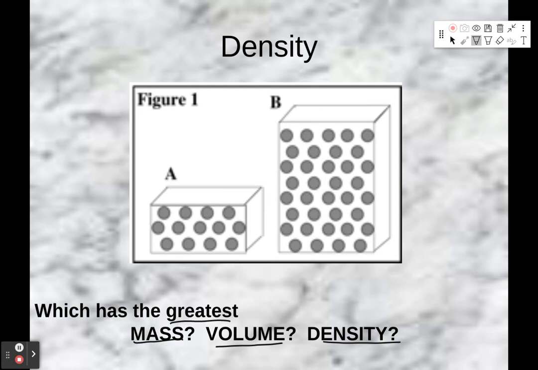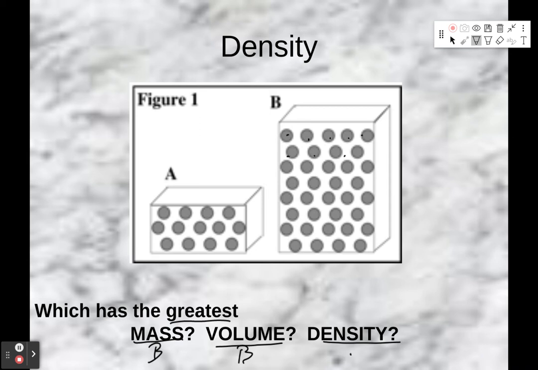All right. Well, which one has the greatest mass? Well, that's B. And why? Because it has more of these dots. These dots actually represent the matter or the particles or the atoms. I like to think of them as cookies. How many cookies are in each box? Well, B has more cookies, so it must have more mass. All right. What about volume? Well, volume is also B because it has a larger box. If mom said, hey, go in the other room and grab me the large box, you would grab box B.